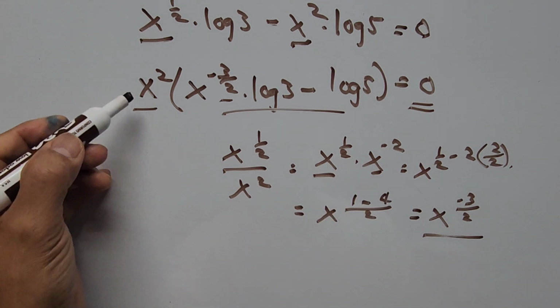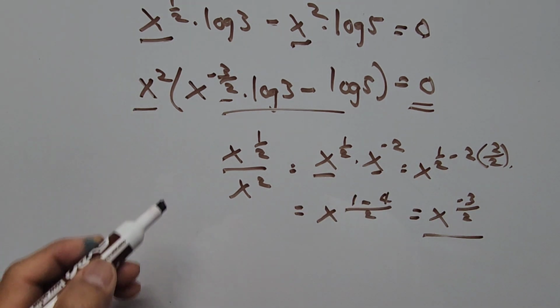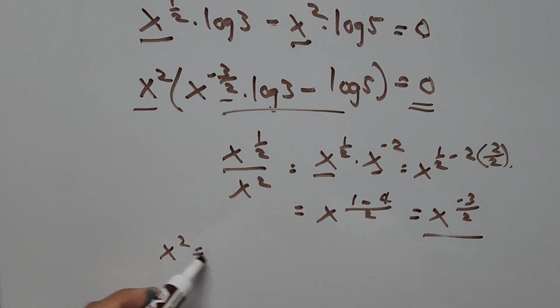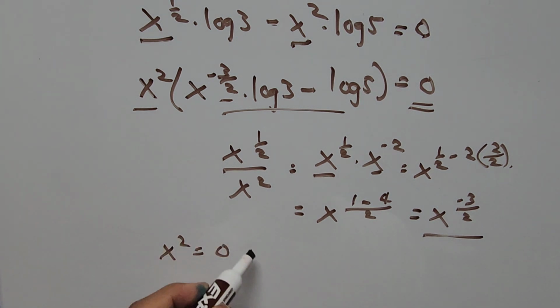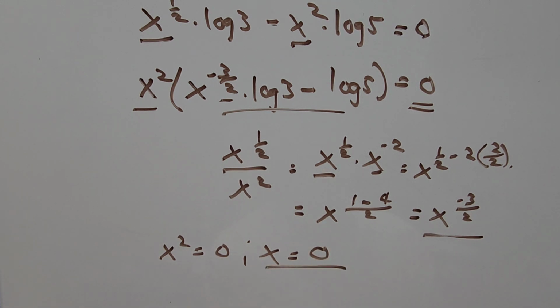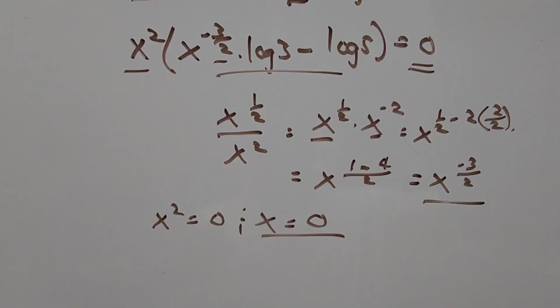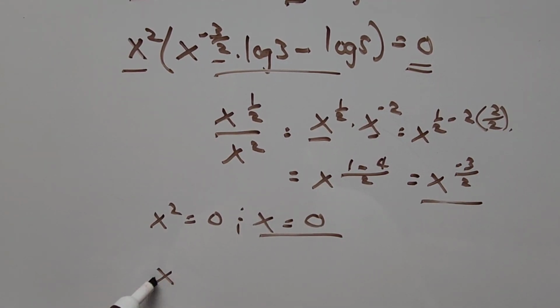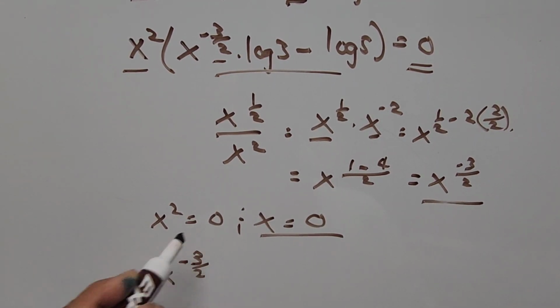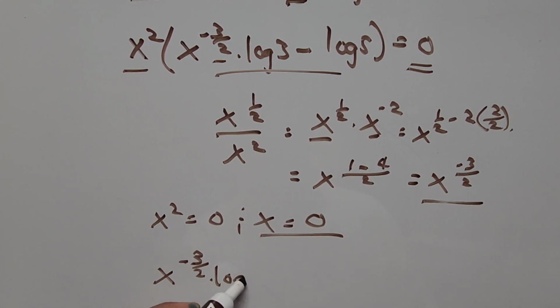Alright, so from here, on the left hand side, x squared equals 0. And from here, x is equal to the square root of 0, which remains 0. So that's the first value of x. The second value of x is found by equating this factor to 0. So we have x to the power of -3/2 times logarithm of 3 minus logarithm of 5 equals 0.